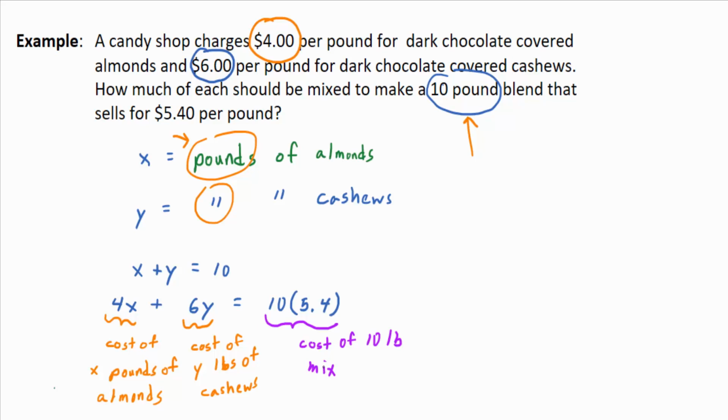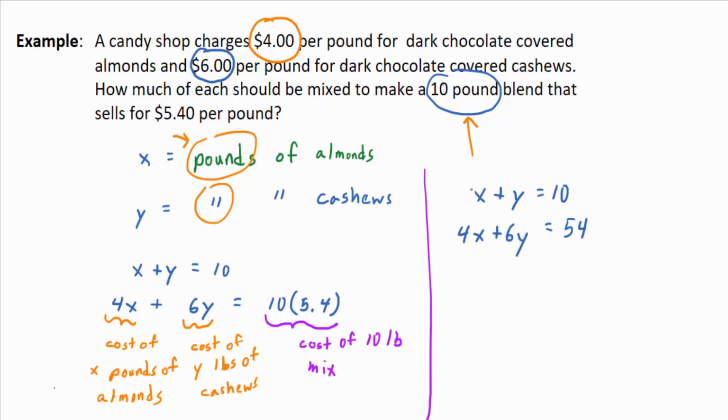Okay, let me remind you of the second method for solving systems of 2 equations, 2 unknowns. It's called elimination. So let me clean up that second equation. The first equation is going to remain x plus y equals 10. The second equation is 4x plus 6y equals, what's 10 times 5.4? 54. Okay, the elimination method. So there's a step to do first. Do you remember what it is?